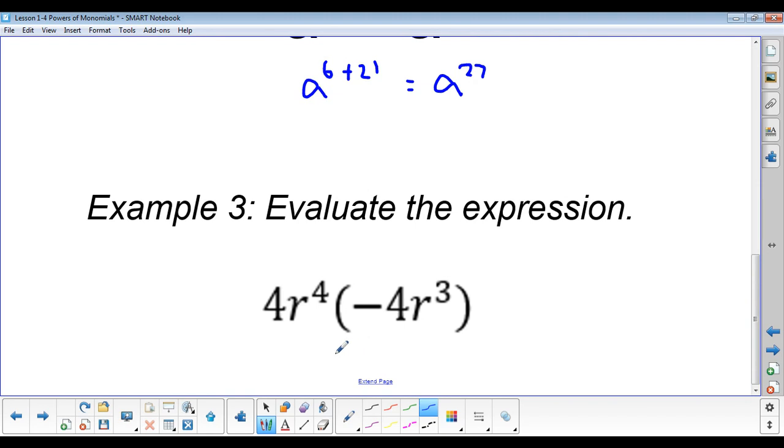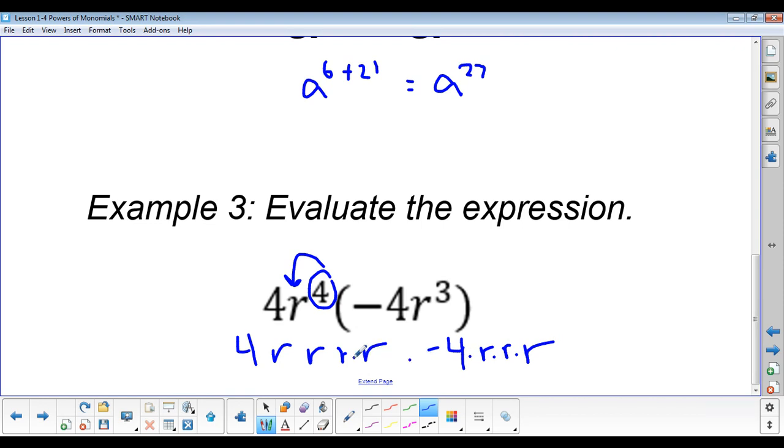For problems like this, one thing I want to remind you guys of is an exponent only belongs to the term directly next to it if they're not in parentheses. So for example, this, if I were to expand it, would be a 4 followed by 4 r's. And then I have a -4 and 3 r's. All of this is multiplication.